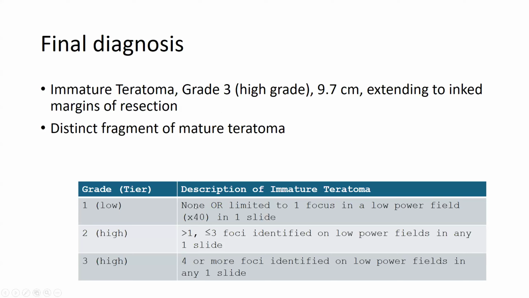So if you have low grade, you have none or limited to one focus in a low power field in one slide of immature teratoma, which I showed. If you have high, it's more than 1, but less than or equal to 3 foci identified on low power fields in any one slide. And then 4 or more foci identified on low power fields in any one slide is equal to high grade. So that's all that I showed you just now. It was easy to find more than 4 foci in low power fields on multiple slides in this particular case. And so this was called immature teratoma grade 3.